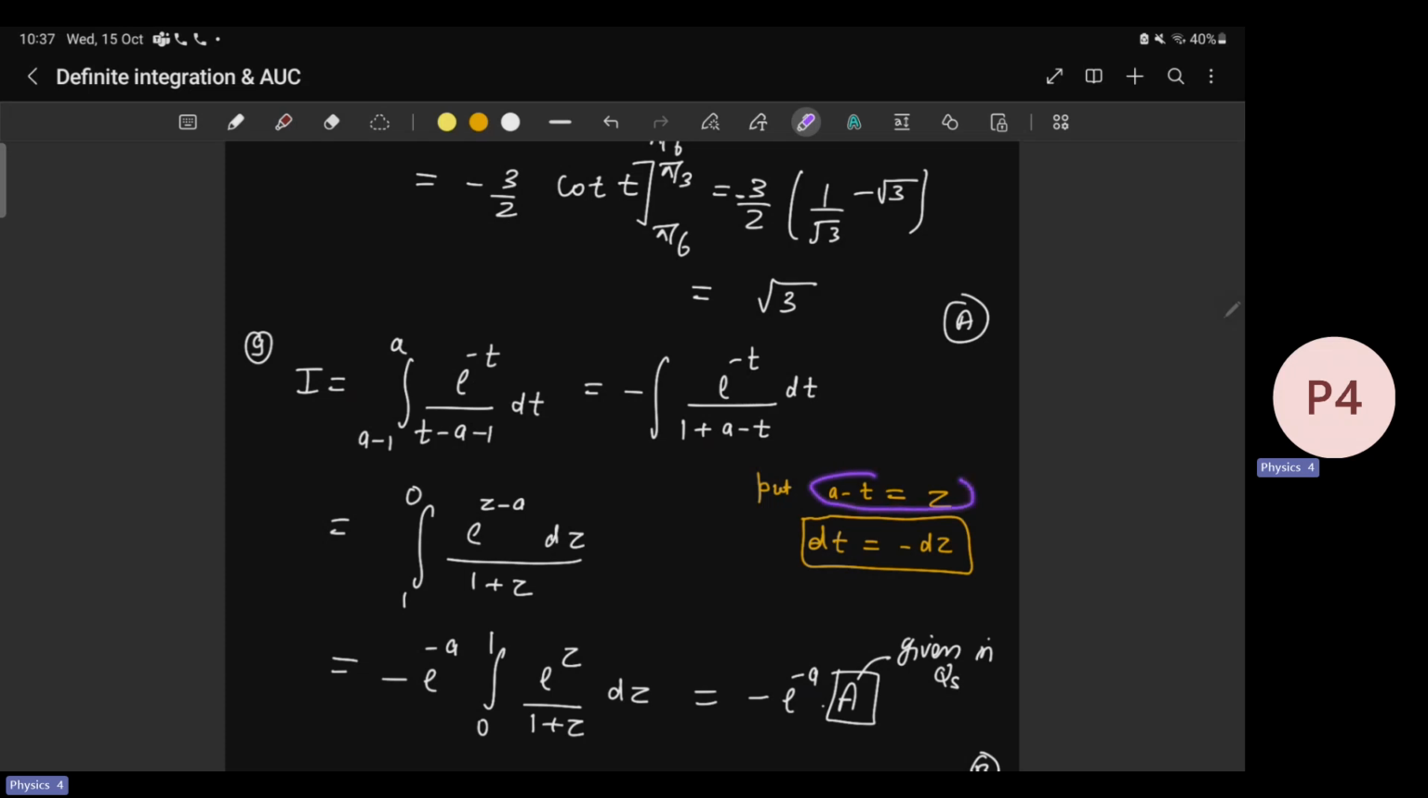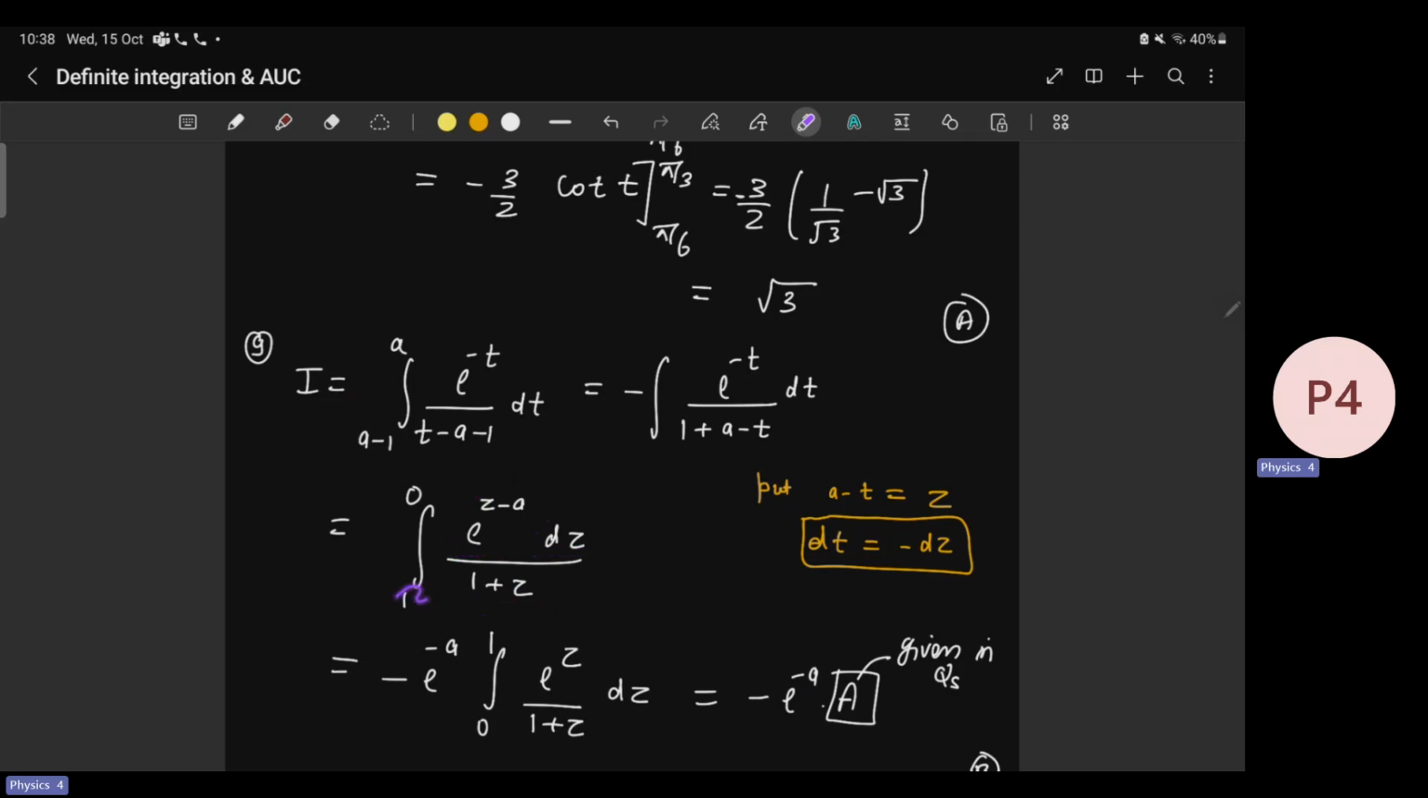Now here substitute a minus t equals z. So dt will be minus dz. These two values substitute in the integration. This will be e to the power z minus a dz upon 1 plus z.